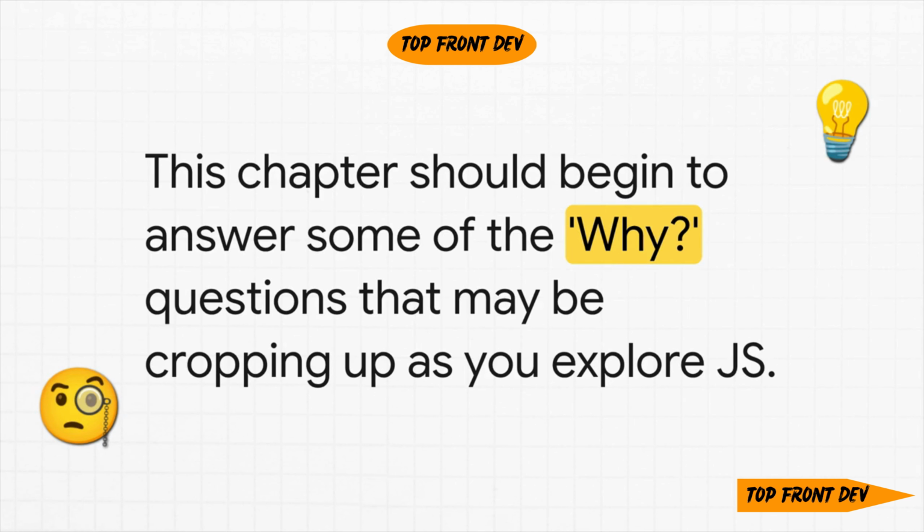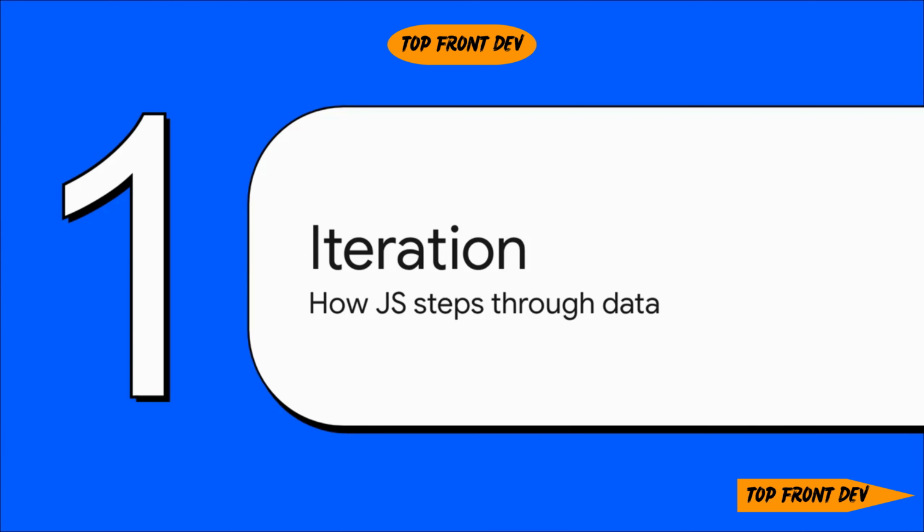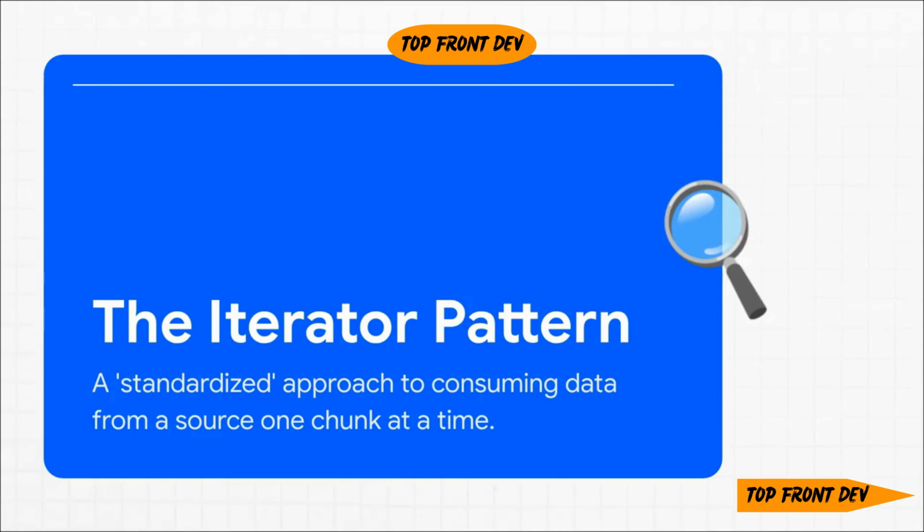Let's do it. Okay, first up, iteration. Pretty much every program we write is about processing data. So the way we step through that data, piece by piece, is absolutely fundamental. Let's look at the standard pattern JavaScript gives us for this. This is a classic idea in computer science, the iterator pattern. Instead of trying to load a massive data set into memory all at once, which could be super slow or even crash your program, it gives us a standard way to just ask for the next piece of data when we're ready for it. Think of it like a conveyor belt, bringing you one item at a time.